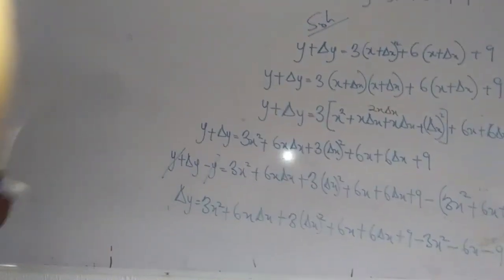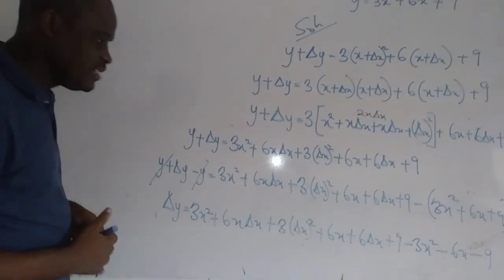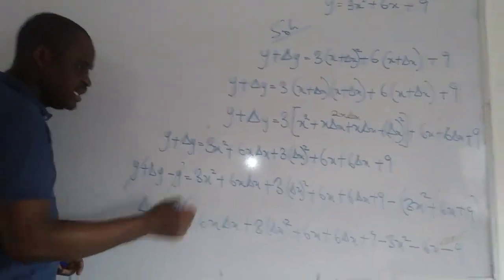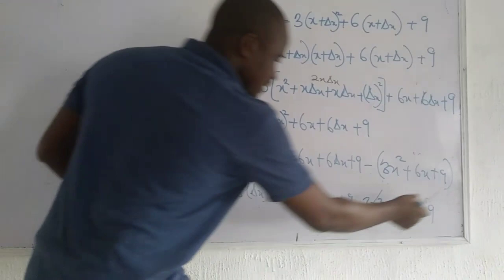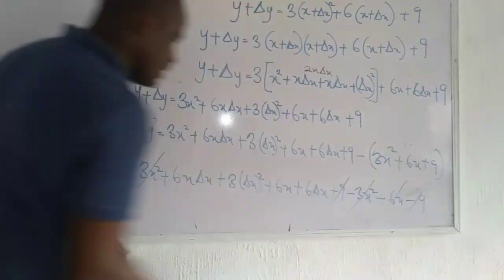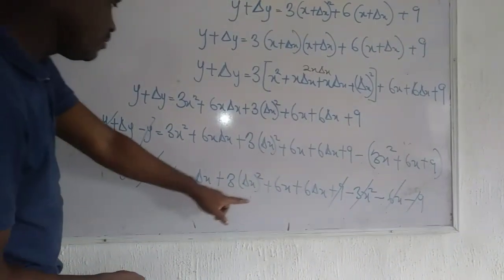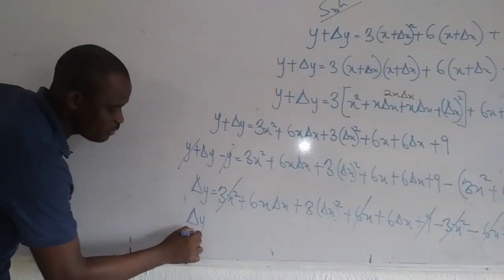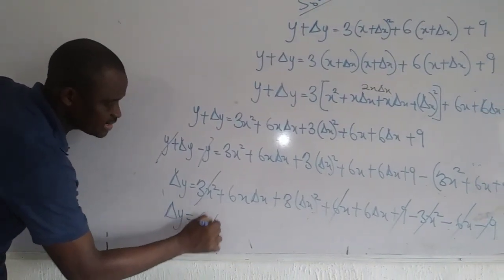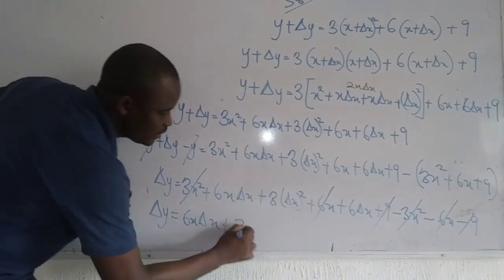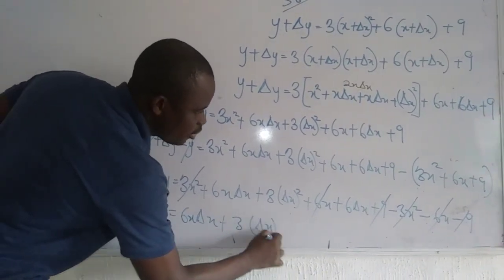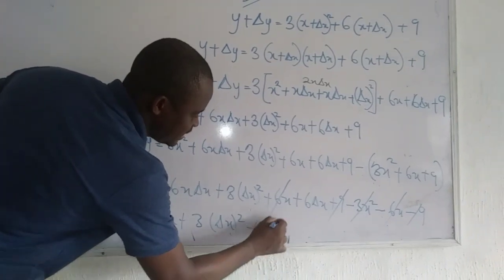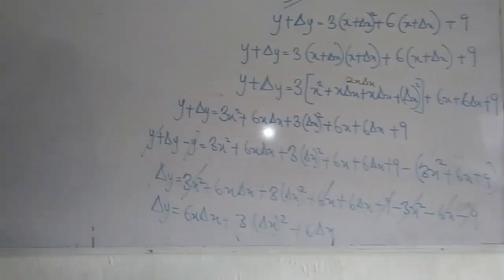After this is done, it means that I just have to cancel out what is not necessary. Then this cancels this. Then this cancels this. Then minus 6x will cancel plus 6x. That makes it interesting. That's delta y equals 6x delta x plus 3 delta x all squared plus what? 6 delta x. So if I have something like this, it means that I'm at the finishing point.